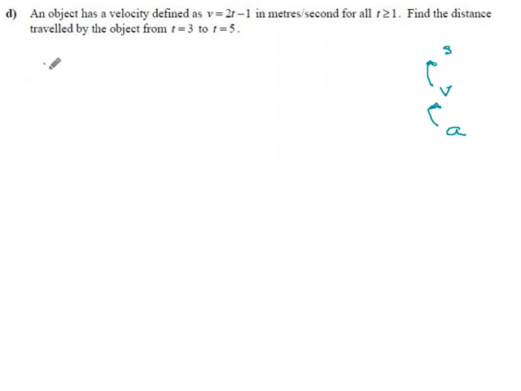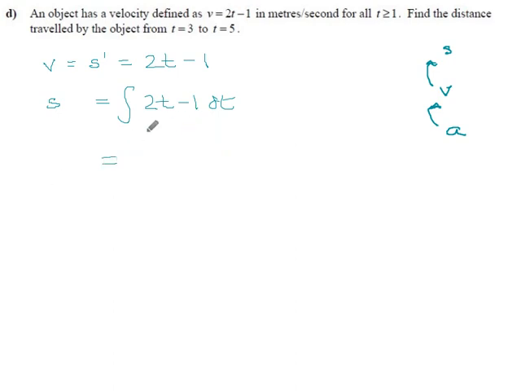So if our velocity, which is the first derivative of position, is 2t minus 1, then the position itself would be the antiderivative of 2t minus 1. If you skip this step, I don't blame you. I normally don't do it myself. I'm just writing it out to remind you what's happening.